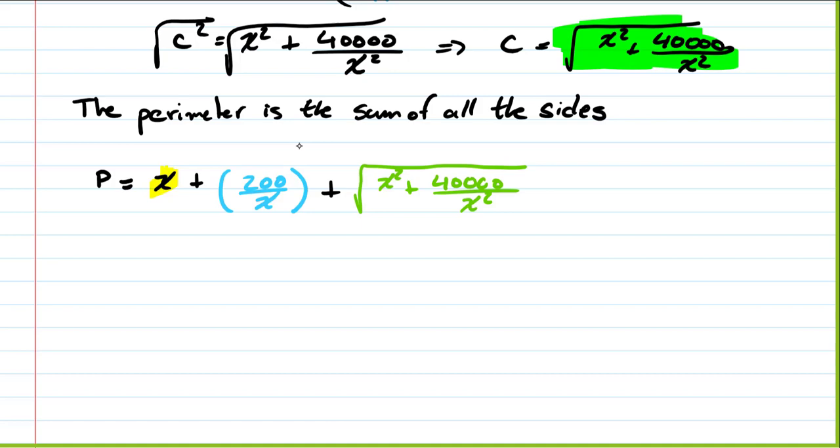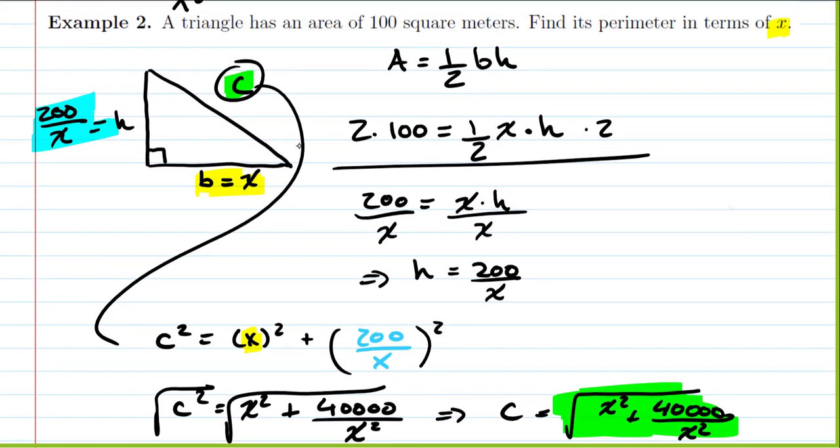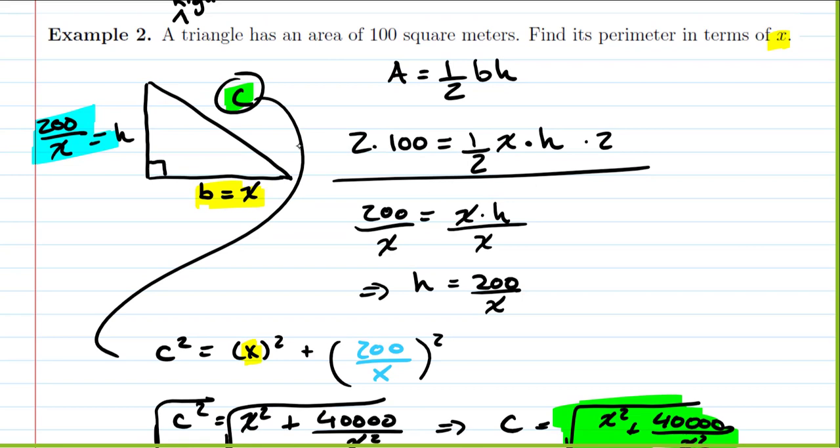So let's recap what we did. It's always a good idea to draw a diagram. We labeled one of our sides as x. We then used the area formula to help us solve for one of the other sides. Then we needed to know the third side, or the hypotenuse, for which we used the Pythagorean theorem. And then we just added up the length of all three sides to find the perimeter, because the perimeter is the distance around an object.